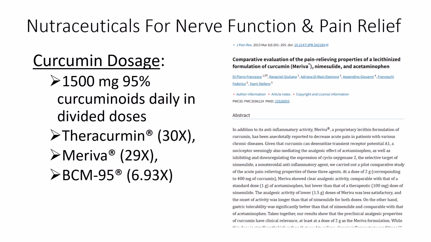Then second, make sure that the curcumin has been processed in a way to increase the absorption. Normally by itself, curcumin is very poorly absorbed, but over the years, several technologies have evolved to increase its absorption dramatically. For instance, studies show that Theracumin is absorbed 30 times better than normal curcumin. Meriva is absorbed 29 times better, and BCM-95 is absorbed 7 times better. So make sure that you're taking one of these enhanced absorption formulas.